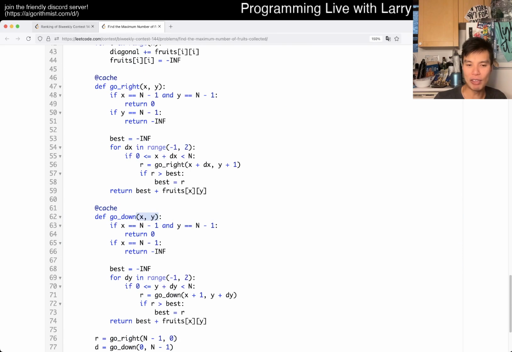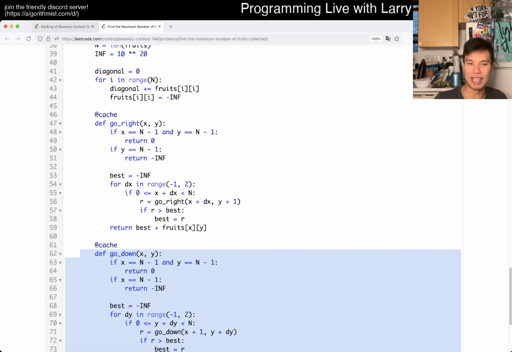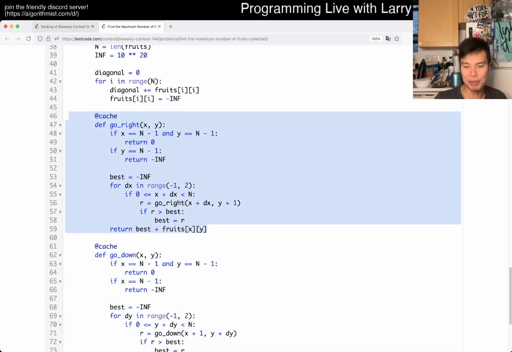Because for each one, we only go down 3 things. So this for loop is O of 3, assuming that each of these is cached. And as a result, this is going to be O of 3 times n squared. So this is going to be O of n squared. Same thing here. And that's pretty much it.